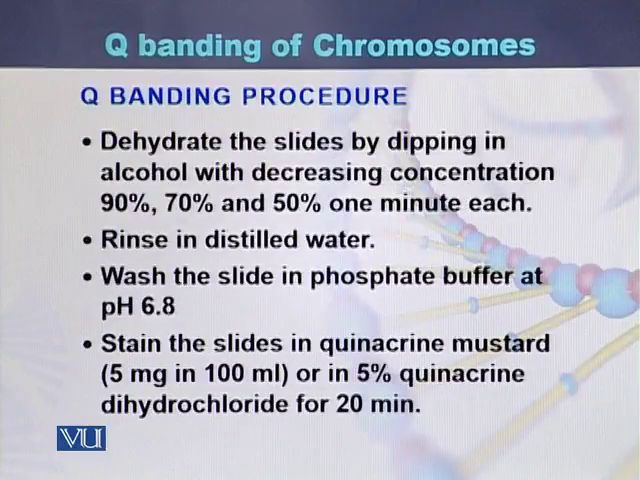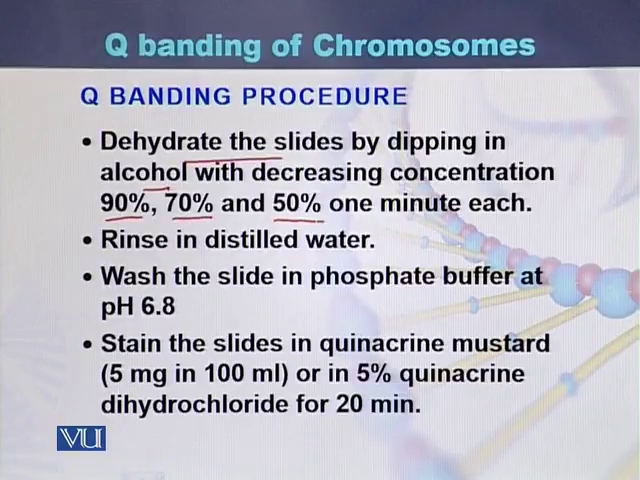This is the procedure of how we stain the chromosomes while performing Q-banding. Once the slides are prepared, they are dehydrated by dipping in alcohol of decreasing concentration: first 90%, then 70%, and then 50%, for 1 minute each.